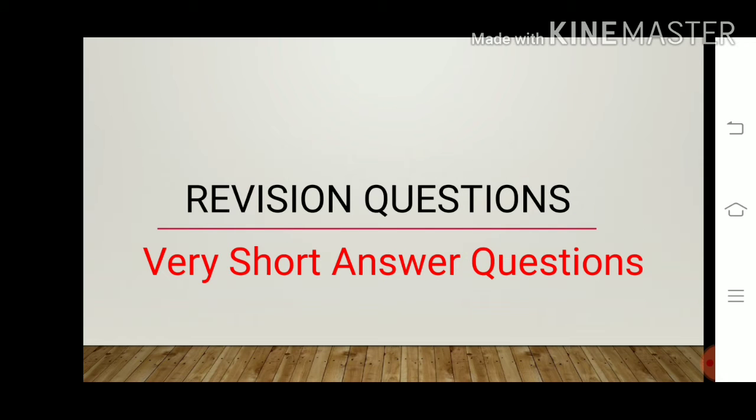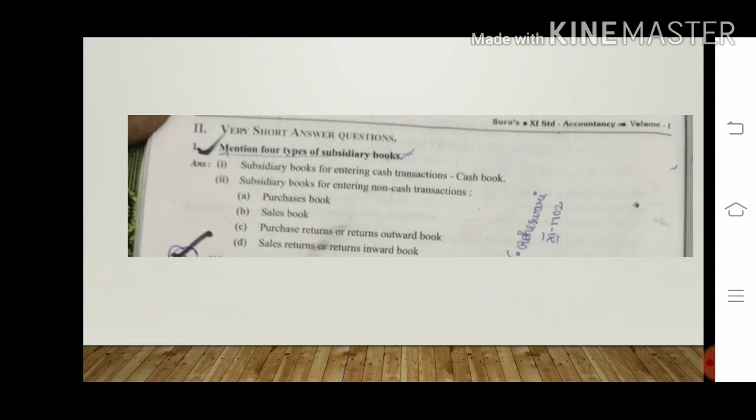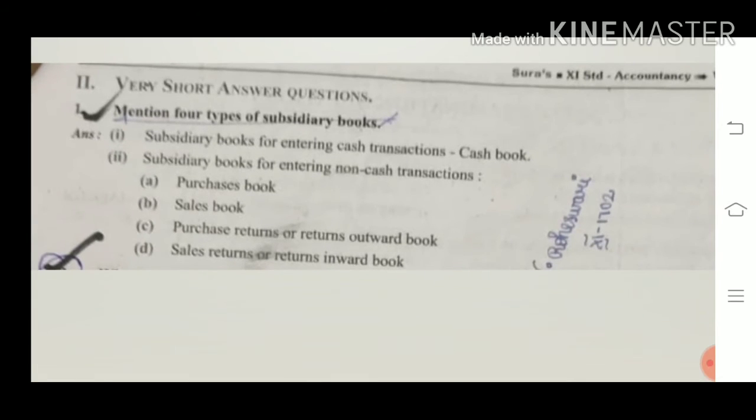Revision questions, 2 more questions, very short answer questions. First, the very short answer questions. Question number 1: Mention 4 types of subsidiary books. So how many types of subsidiary book? There are 4 types of subsidiary book.